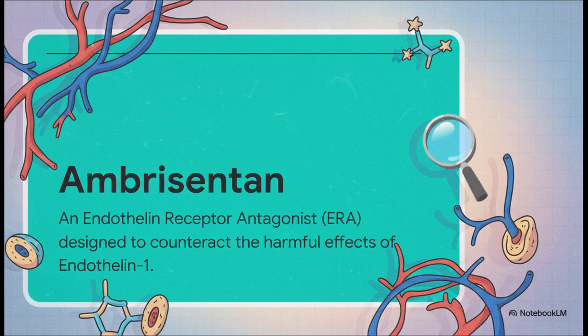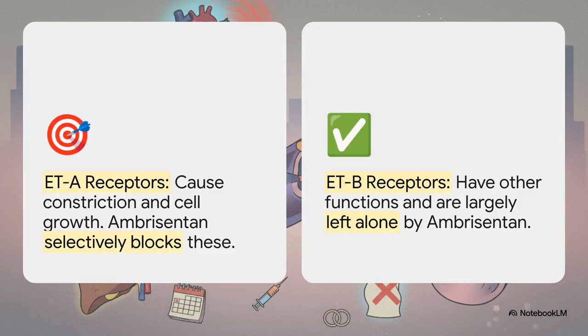And boom, that's precisely what Ambrisentan is. It belongs to a class of drugs called endothelin receptor antagonists. Its entire job, its whole purpose, is to get right in the way of endothelin-1 and stop it from causing all that damage. Now here's the really clever part, its selectivity.